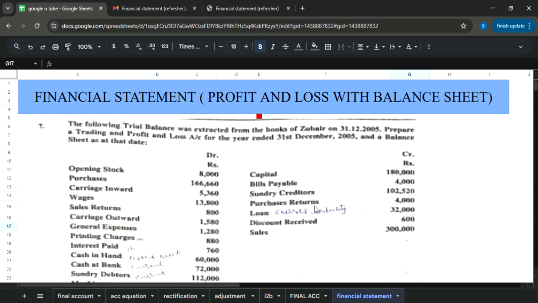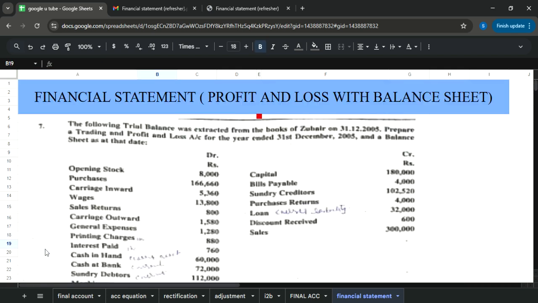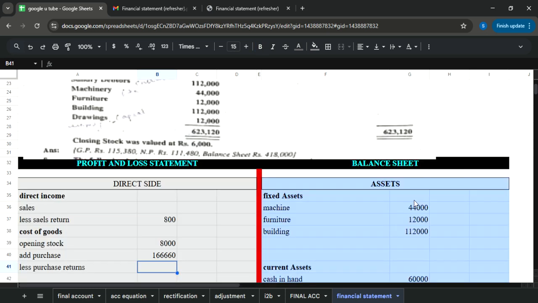Okay, then we have purchase return. Since purchase return are part of purchases, you will come over here. As you know, purchases are added and purchase return would be subtracted. Return means decrease in purchases. So let's see how much amount of purchase return, that is 4,000. Put 4,000 over here.